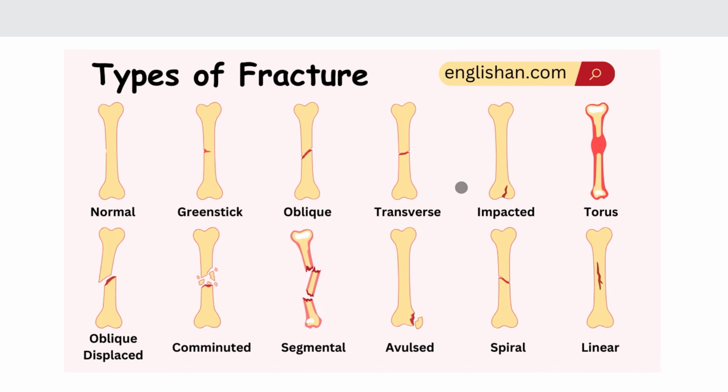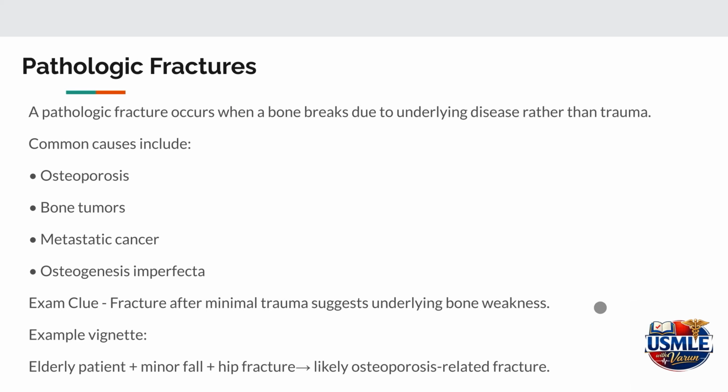The oblique one, the transverse, whereas an impacted fracture is generally when a bone is broken down, when one fragment is impacted into another fragment. So this can be called an impacted fracture. A few other things are torus fracture, oblique displaced fracture, comminuted fracture, multiple fragments, segmental fracture, avulsed fracture, spiral fracture, and linear fracture.